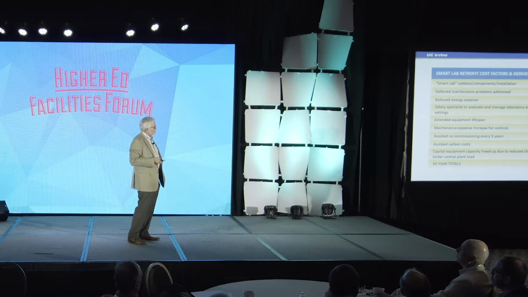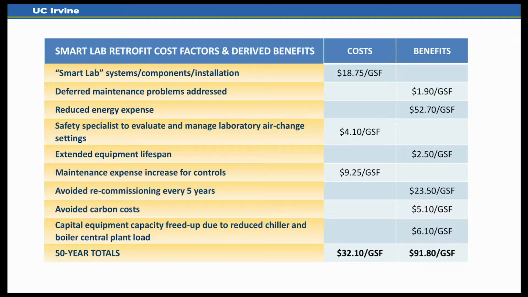So here, these are the 50-year total costs and total benefits for a smart lab retrofit of a typical laboratory building. In other words, one of the 13 that I averaged to do this model. The 50-year costs in 2017 dollars are $32 per gross square foot. The benefits are roughly 3 times that much. This is a no-brainer when you look at it in life cycle terms and throw in all the costs and all the benefits.